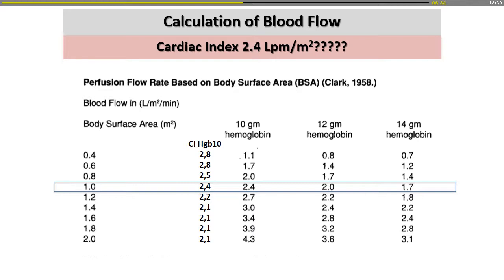If you're a patient with 2 surface area, the index is actually 2.1 for a hemoglobin of 10. And this shows you that we cannot use blood flow without knowing what the hemoglobin is.